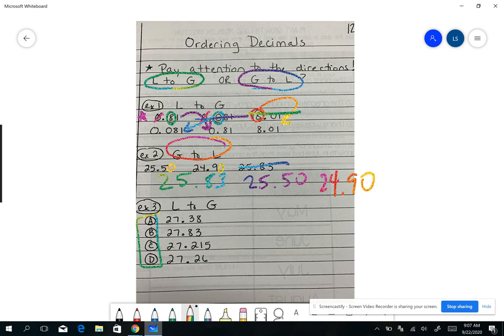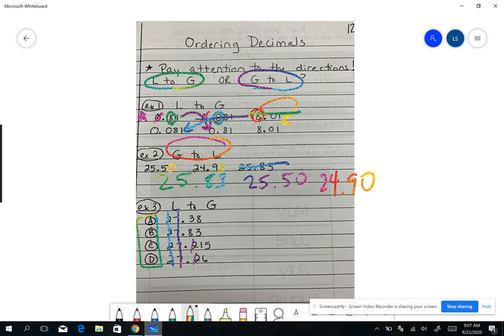Least to greatest this time. So if you notice, they're all lined up. This is another way to solve these types of ordering decimal problems, lining them up on top of each other. So in the tens place, I have all 2s, so I can cross those off. In the ones place, I have all 7s. Now I look here and I see some different numbers. I see that these tie, and they're pretty small, so I'm going to save those for later.